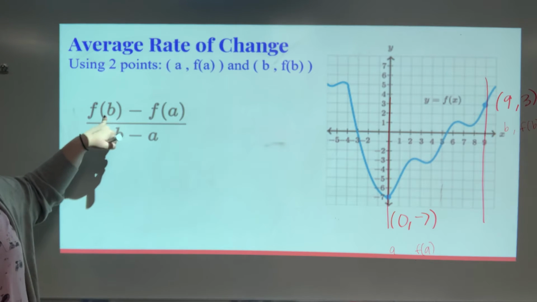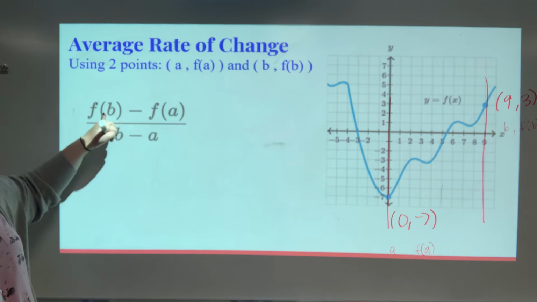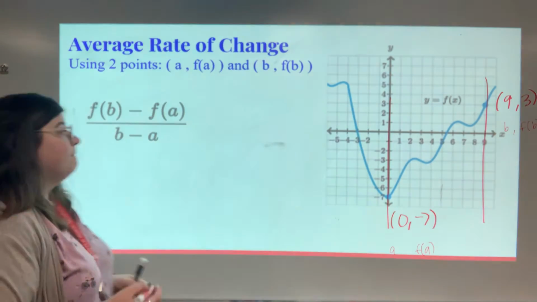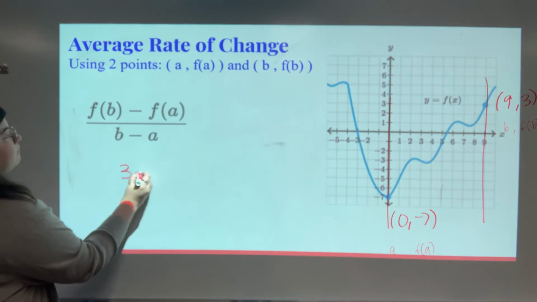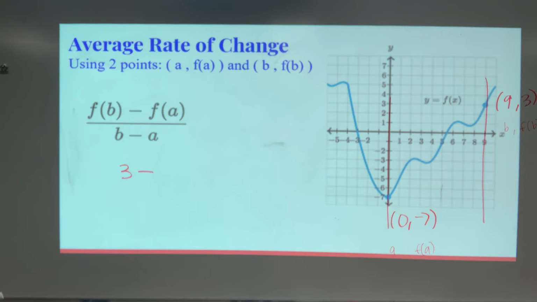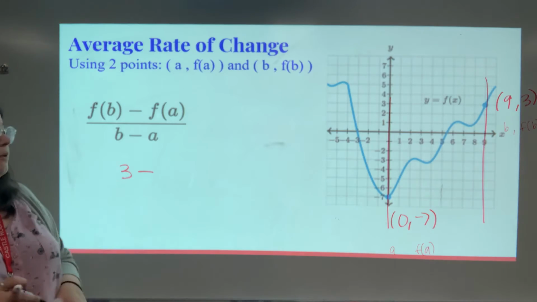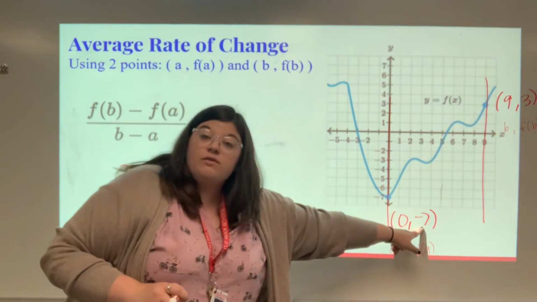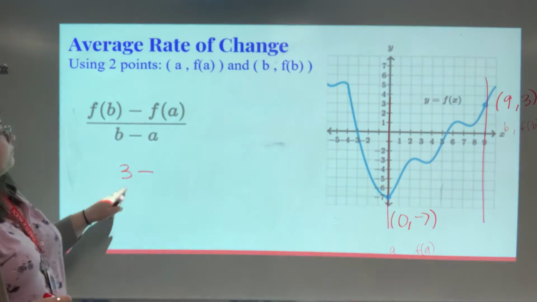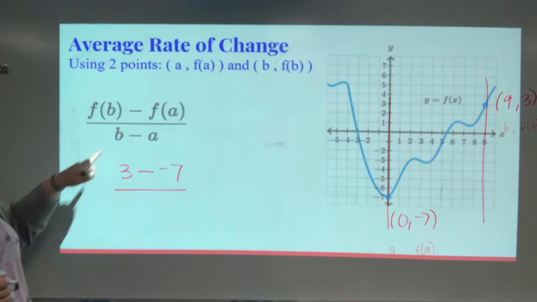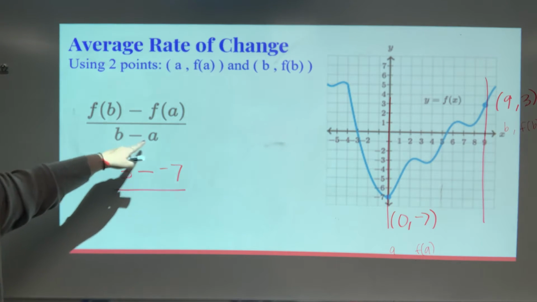Again, this is like my second y coordinate. So if I look over here, my y coordinate over there is 3. So I can say 3 minus f of a. This is like the y coordinate from my first point. So my y coordinate over here is -7. 3 minus -7 over, and now we're looking at the interval numbers.